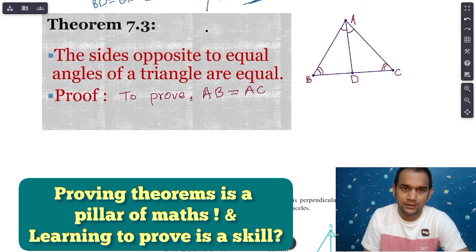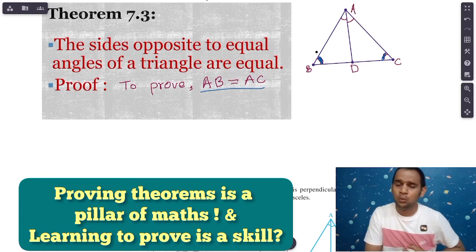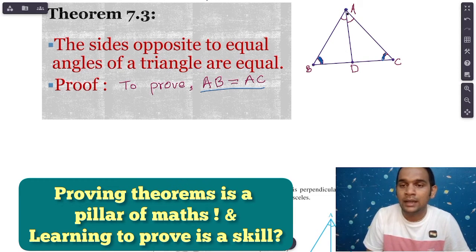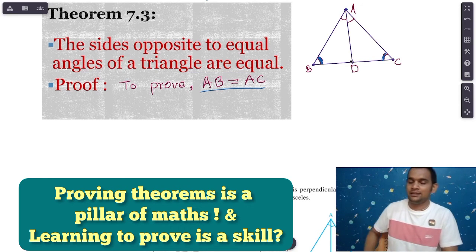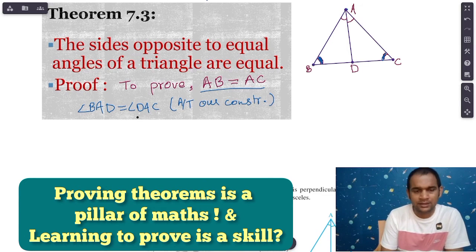Let us talk about the converse of this theorem. The sides opposite to equal angles of a triangle are equal. Now, it's already given that angle B equals angle C. We need to prove that AB is equal to AC. I hope the question is clear. Once again, we'll do the same construction from angle A. We will draw an angle bisector which intersects the opposite side BC at D. That means we will get angle BAD equals angle DAC. Why will we get it? Because that's according to our construction. Or you can simply write AD is an angle bisector of angle A. Perfect.